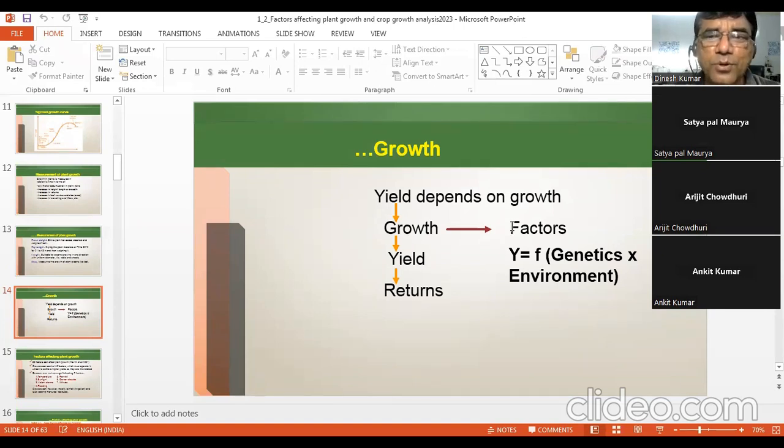And as you know, growth is basically a result of the genetics of the plant and the environment in which these plants are growing. So finally, you can see that yield is a function of genetics and environment. Genetics means the kind of plants, kind of crop you have, and kind of varieties in a crop you have. These varieties vary with the variation in the genes or variation in the genotypes.